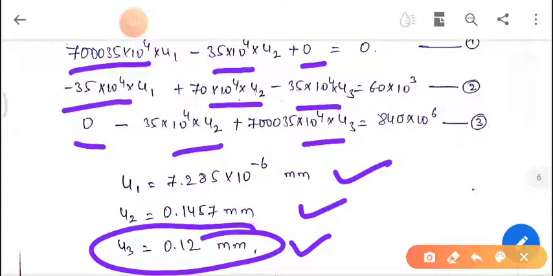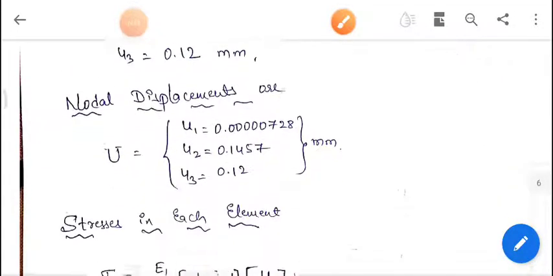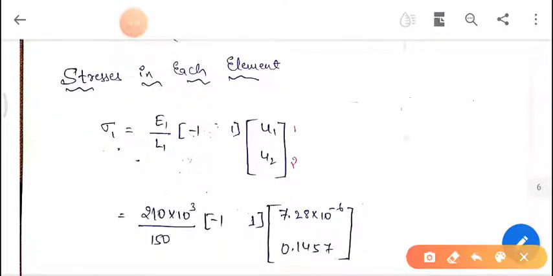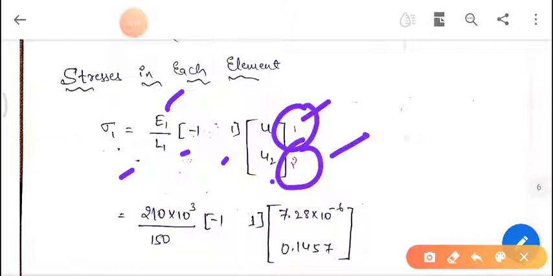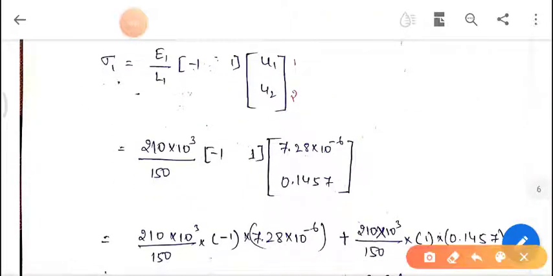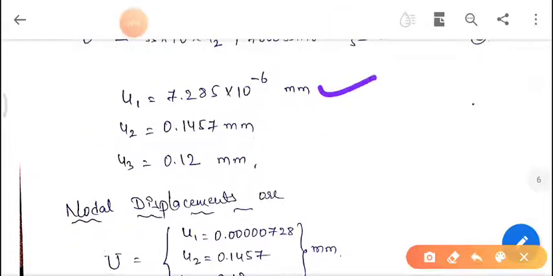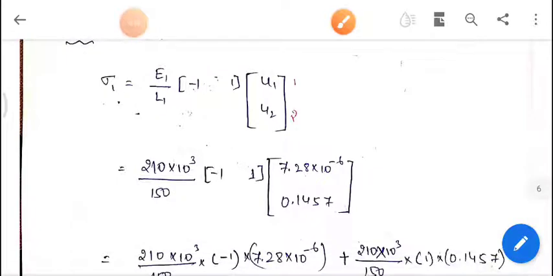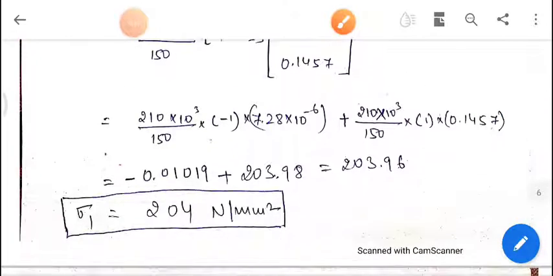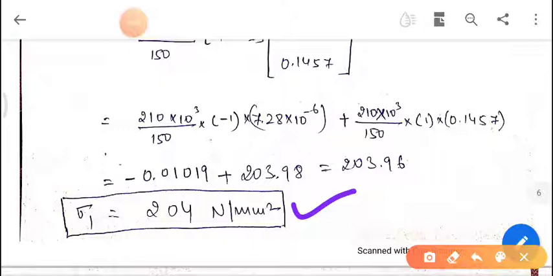So once we calculate the displacement, the next step is to determine the stresses. As we know, stress can be determined in each element by using this formula, E1 over L1 times minus 1 1 times U1 U2, because the first element is connected between node 1 and 2, so U1 U2. Here we need to substitute the values. E1 we know, L1 we know, U1 we have just found out. The same thing we have substituted here. If you simplify this, we will get 204 Newton per mm square.